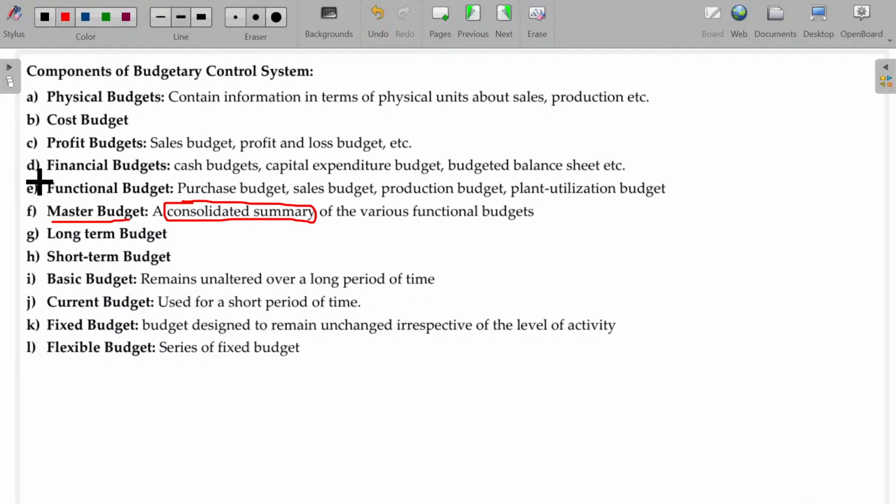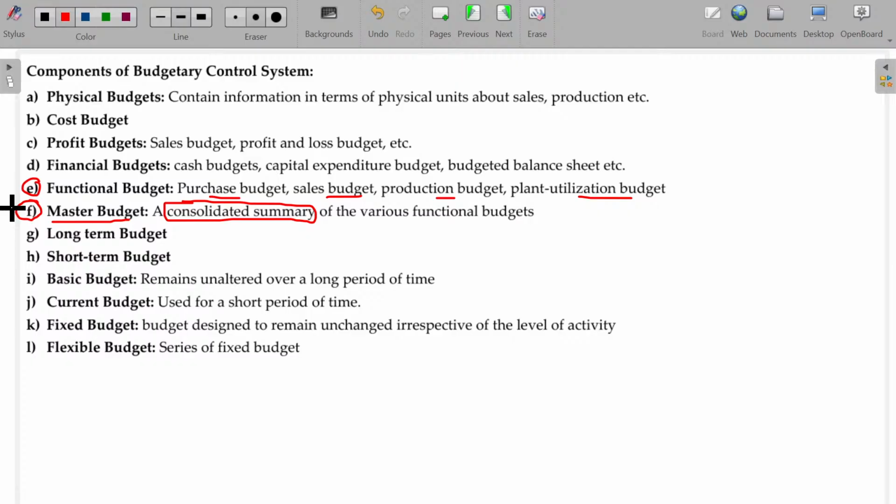So what is called a functional budget? Purchase budget, sales budget, production budget, planned utilization budget. So all these things are again functional operations, right? So how many units are supposed to be produced is called a functional budget. All these things comprised together will be called the master budget.